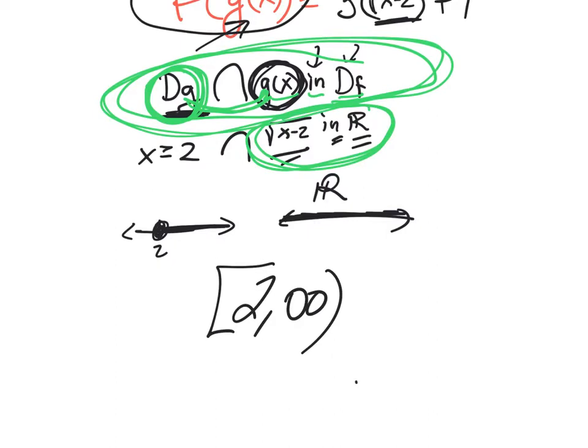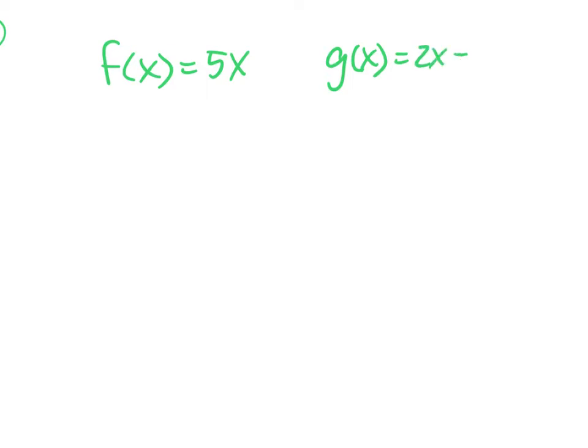All right, so here's our new one. We're going to call this f of x is 5x. Ooh, that's tough. g of x is 2x minus 7. Nice simple functions. But they would normally have domains of all real numbers. But they can be artificially given any domain.